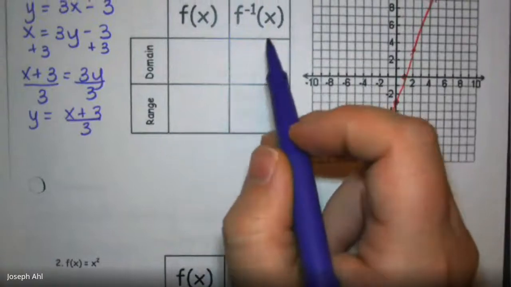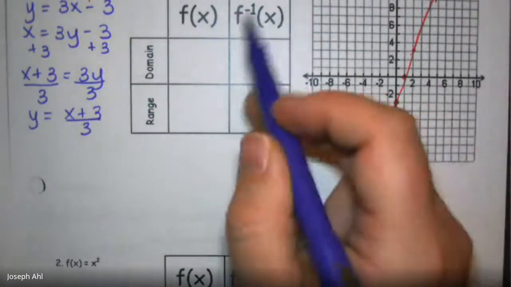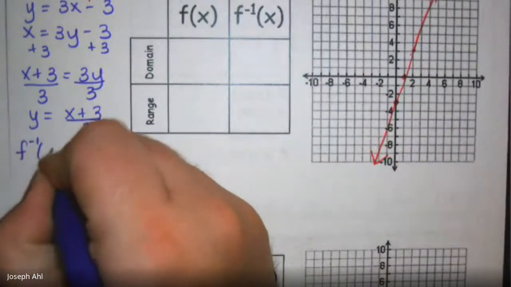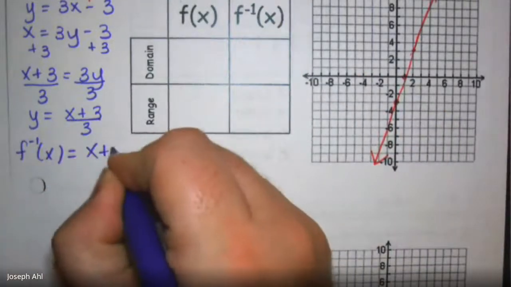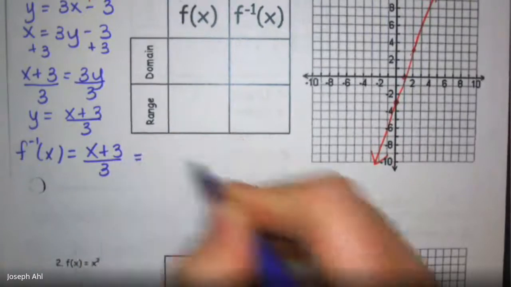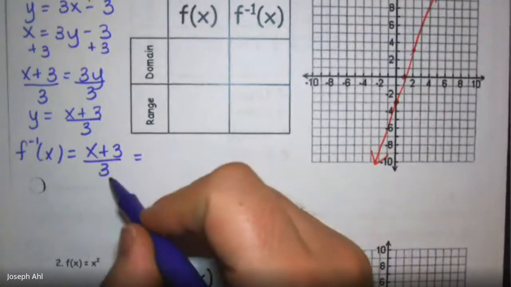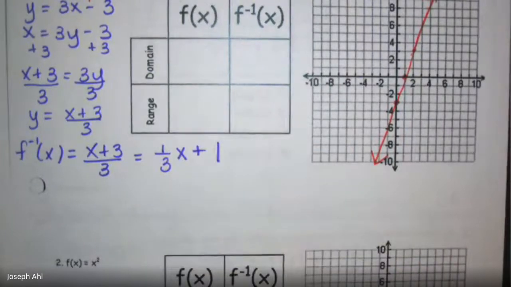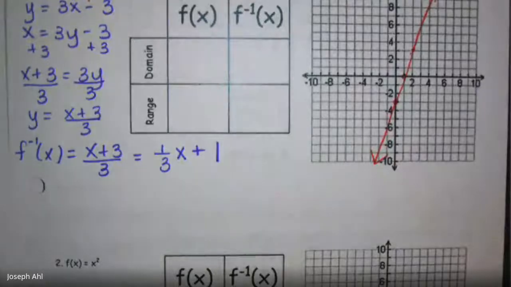If you didn't remember this, maybe the chart here is helping you to remember that the notation for inverse is f to the -1 of x. So that's going to be x plus 3 over 3. If you wanted to, you can divide both terms on the top by 3. This way we get something that's a little bit easier for us to sketch.